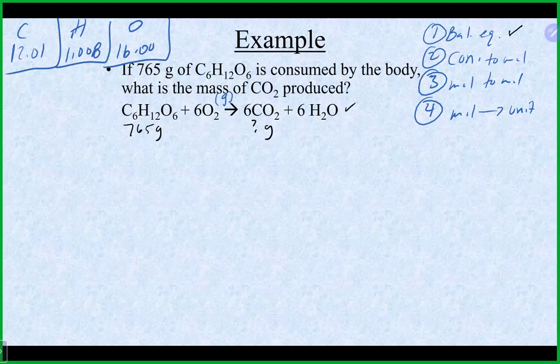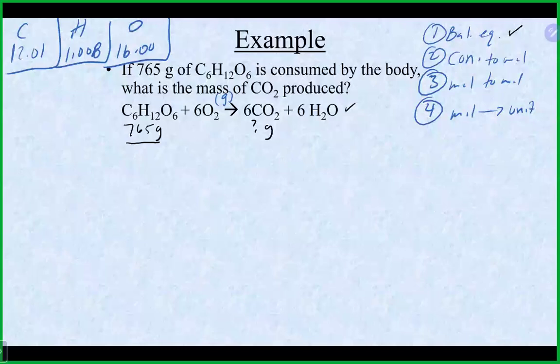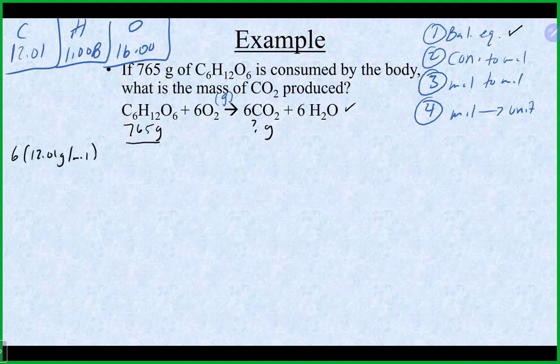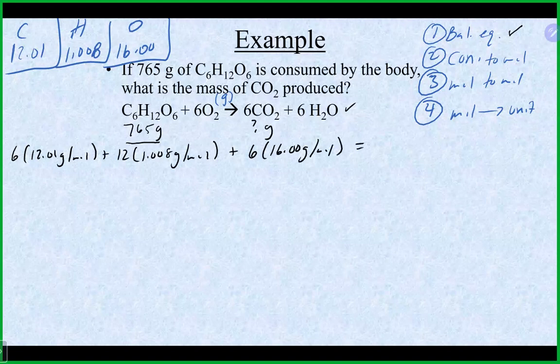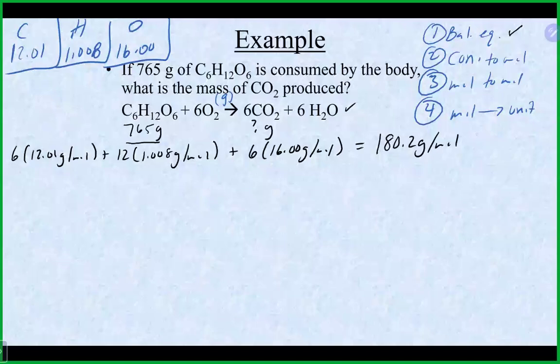That does mean the next thing we need to do is convert into moles. And once again, this is the only piece of information we have to convert into moles. We'll have to go to our periodic table and calculate the molar mass of this compound. So that's going to be 6 carbons at 12.01 each, plus 12 hydrogens at 1.008 each, and 6 oxygens at 16 grams per mole each. That's going to get us about 180.2 grams per mole for our molar mass.